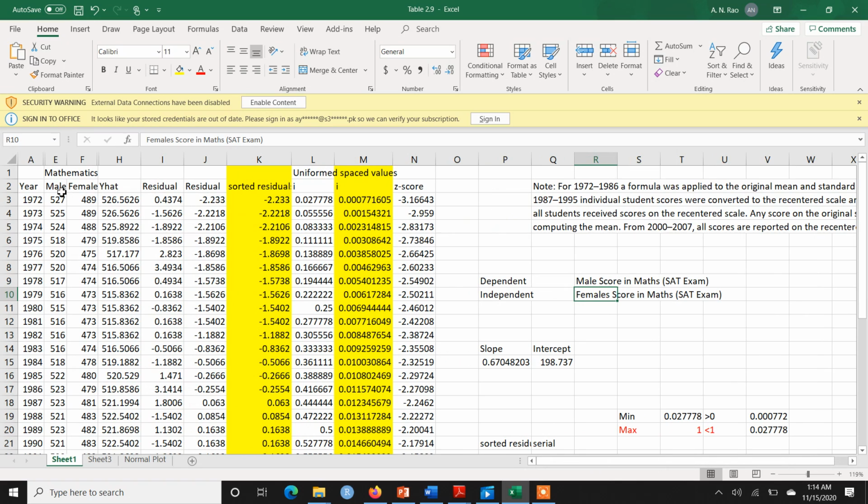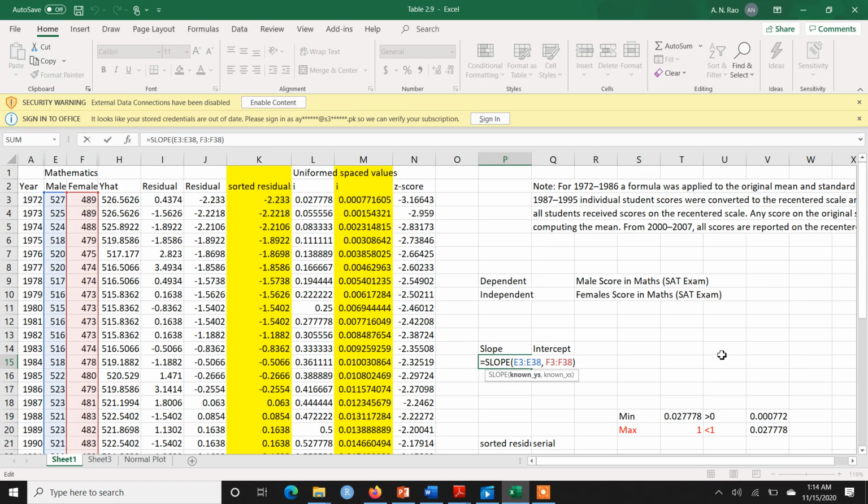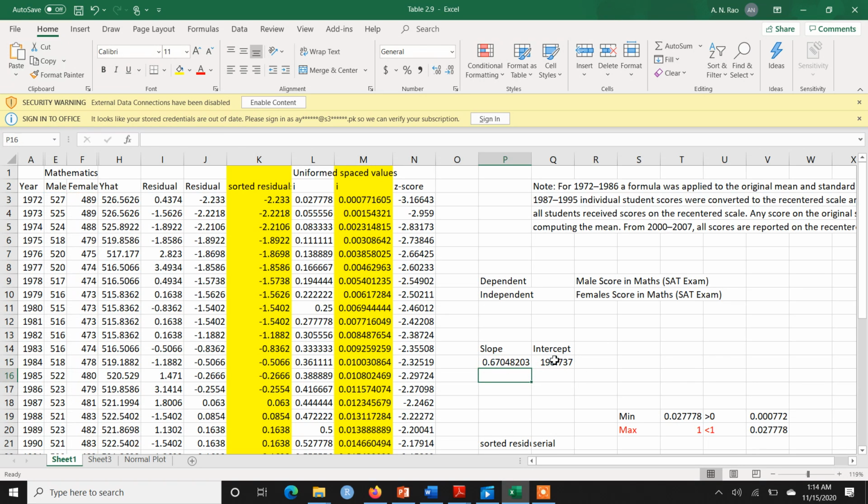So we have this entire data sheet in front of us. What we are going to do is use these two columns, the math scores of male and female, and calculate the slope and intercept. You know that in regression, if we use the slope function, we can easily calculate the value of slope and the intercept. Now we can easily calculate y hat, which is equal to intercept plus slope times x. If we have y hat, then we can easily calculate the residual, which is the difference between actual y and predicted y. So now we have the residual scores.